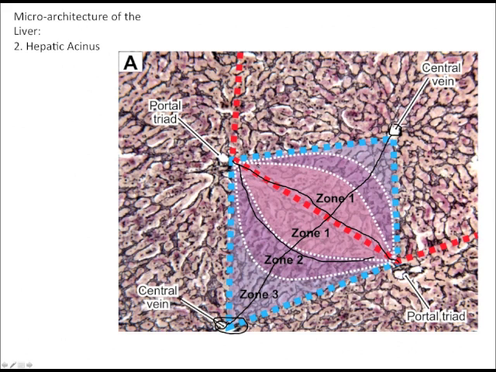And then that area within this blue dotted diamond is divided into zones. So we have zone 1, closest to the portal canals. Zone 2 is considered to be the intermediate zone. And then zone 3 here is the zone closest to the central veins.